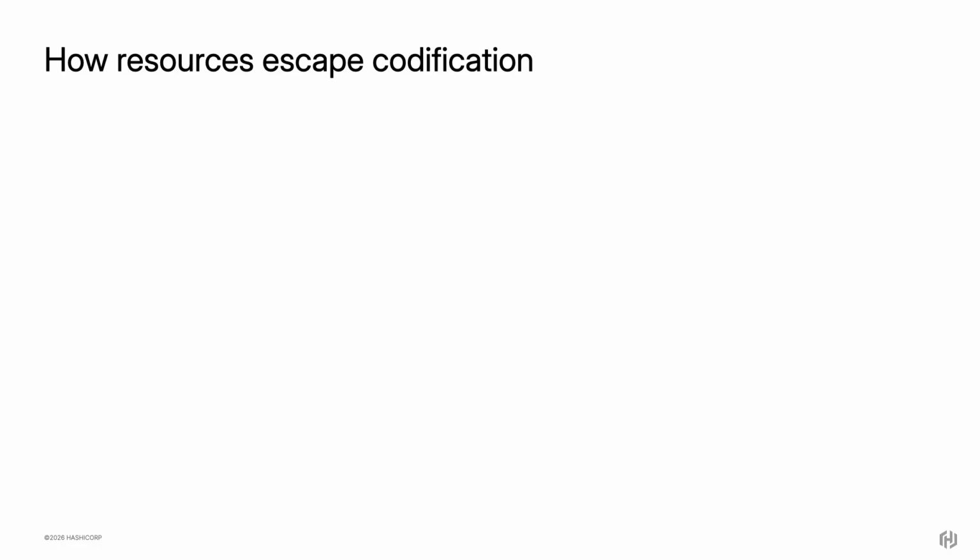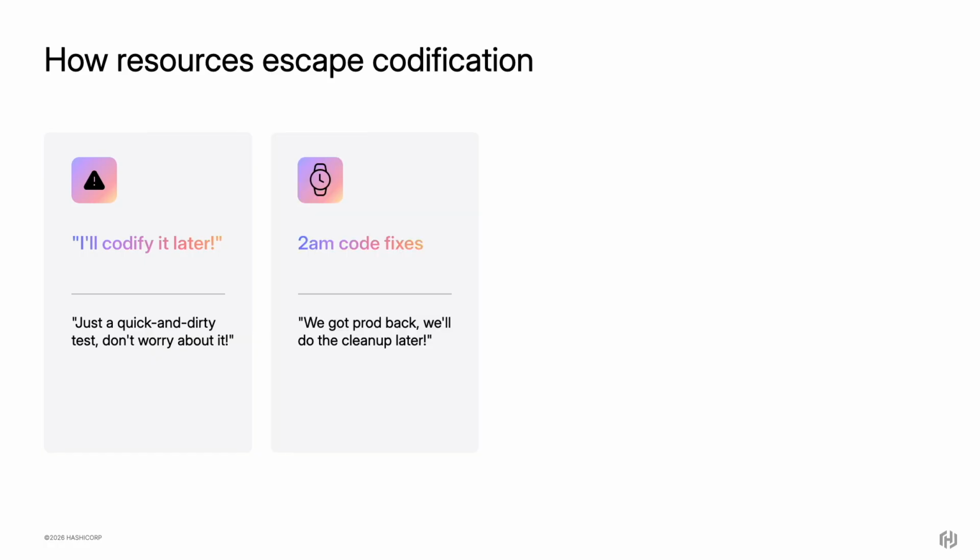Well, there are 4 patterns I see most often. And none of them are actually failures of engineering discipline. The first is the most common. I'll codify it later. Somebody with all the right intentions clicks something in the portal during exploration, fully meaning to bring it under management later. But later never arrives. The second is a 2 a.m. incident fix. Because writing Terraform and any infrastructure as code while production is down is sometimes a hard sell, especially for teams that do not codify everything.